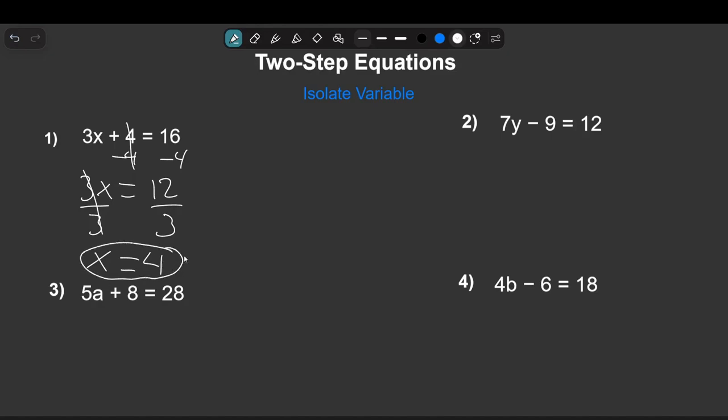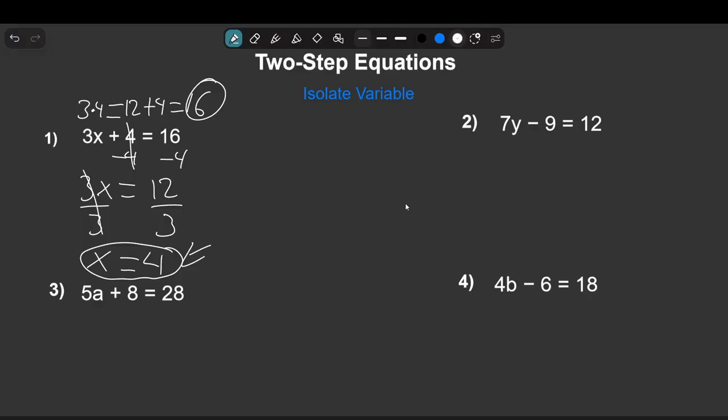And of course, to check this, we can plug this into our variable. So we get 3 times 4, which will equal 12, and then we add the 4. 12 plus 4 will equal 16. So this tells us that we have the correct answer of 4. Now let's go over to our second example.